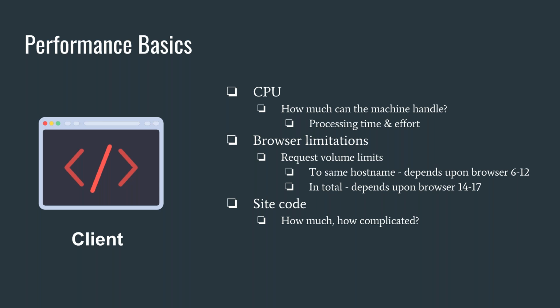So first you have CPU. So this is just how much can the machine handle, any sort of processing time and effort. Happens to me all the time, happened to me just before this webinar. I just have too much going on my computer. It's using up too much memory. Too much is trying to happen, so everything slows down.